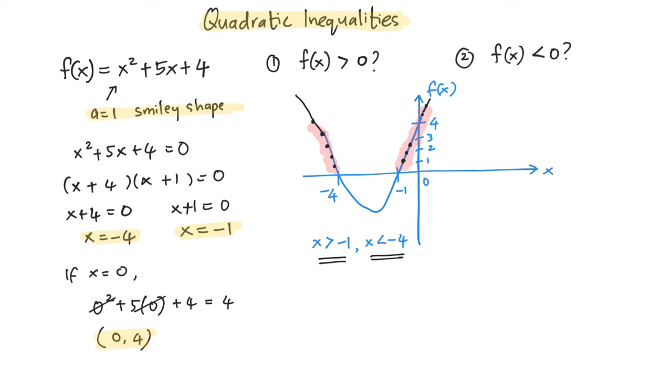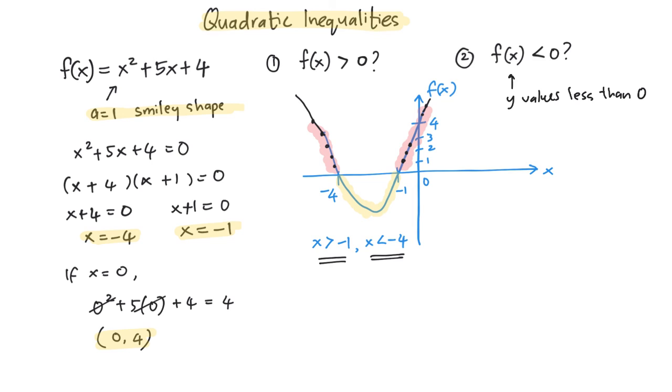Second question: what if f(x) is less than 0? For less than 0, we want the values below the x-axis, definitely this part. This is the part where the y value is less than 0. Maybe I can write here, this is when y values are less than 0, so below that. This part is connected to the graph here.